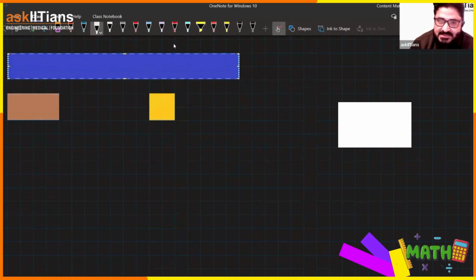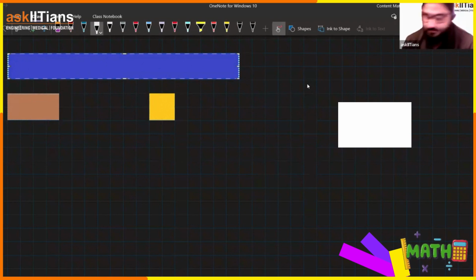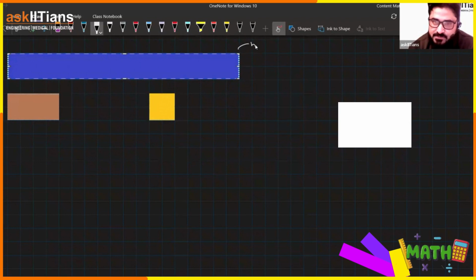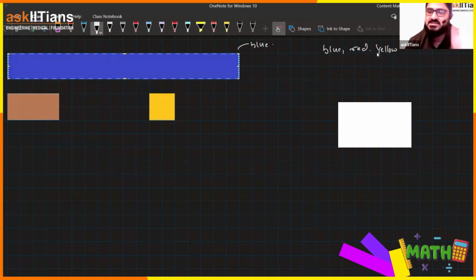Suppose this is a simple strip. Okay, in that case, this is a dividend. Let us suppose this is blue, and this is red. I have blue, red, and yellow. This is their size procedure.